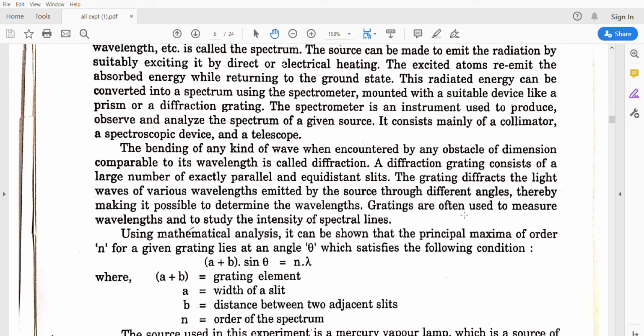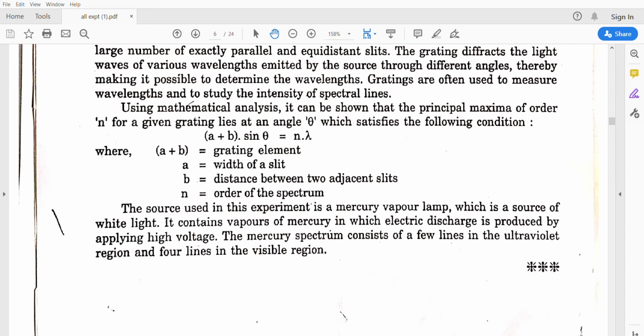Gratings are often used to measure wavelengths and to study the intensity of the spectral lines using mathematical analysis. So we can use this formula, as I already told. Using this formula we can easily calculate the lambda. So what is the lambda here? Lambda is the wavelength, a plus b is the grating element, a is the width of the slit, b is the distance between the two adjacent slits, n is the order of the spectrum.